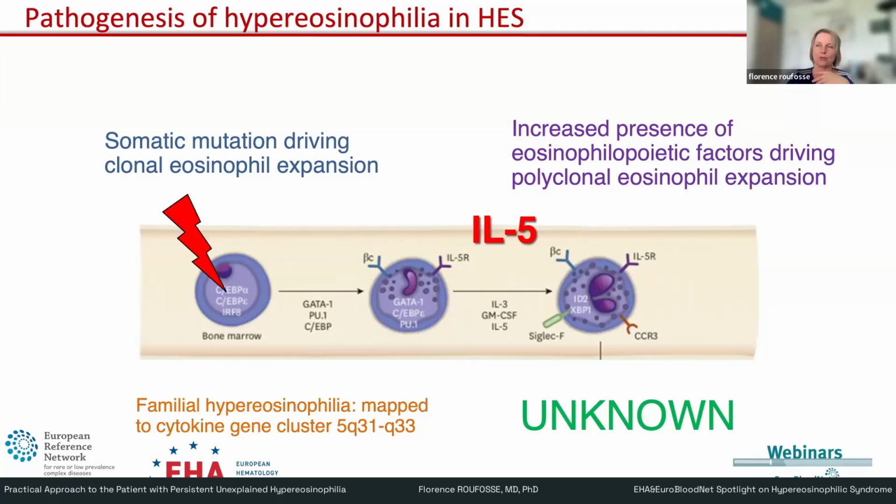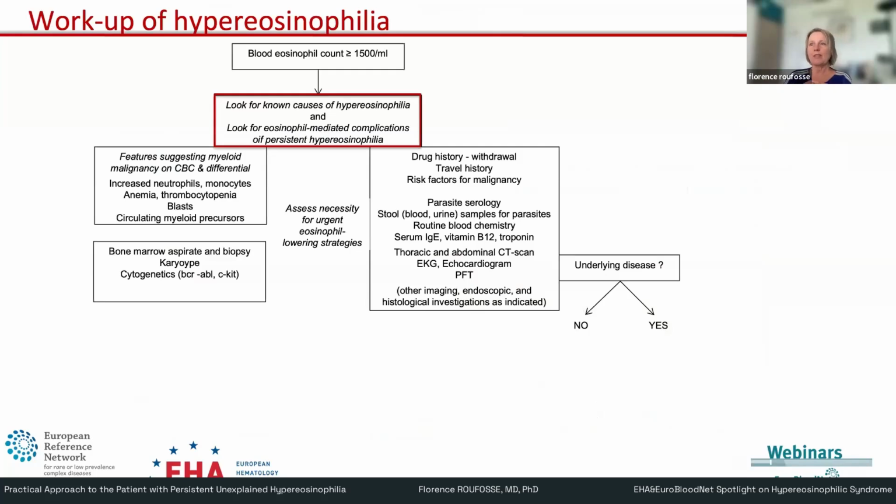So now, with that short introduction, just for the few reminders, I'm going to look at how we approach hypereosinophilia practically in the clinic. And the first step, when you have an increased blood eosinophil count, is to look for the known causes of hypereosinophilia on one hand, but also, if the patient has symptoms, it's important in parallel to look for possible consequences of this hypereosinophilia and make sure that the eosinophils are not causing severe, life-threatening, rapidly progressive organ damage.